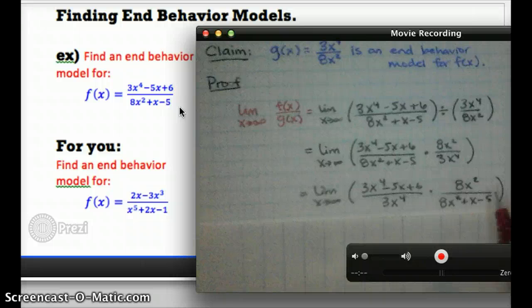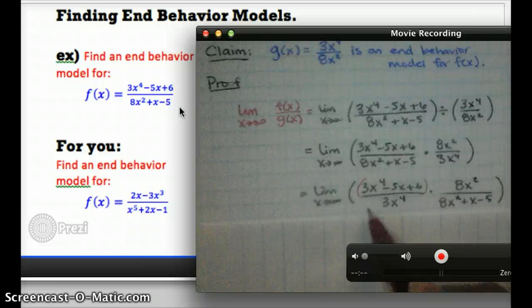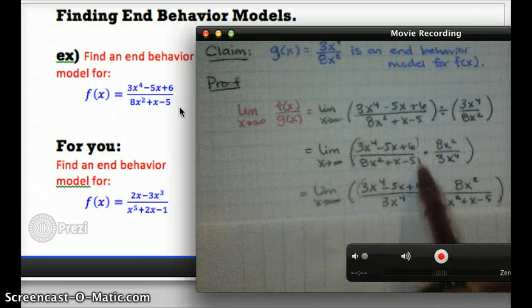Think about it this way. If you were to take this expression and multiply it, top and bottom, you would get the same thing as you had in this expression.